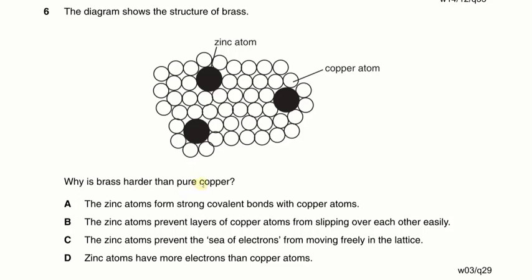Okay, the sizes of the atoms, different sized atoms, prevent them from sliding over each other. So we got the answer B, in which zinc atoms prevent the layers of copper from slipping over. There are no covalent bonds present in metals, and the sea of electrons does not prevent them from moving. Actually, the layers prevent it because of the different sizes.